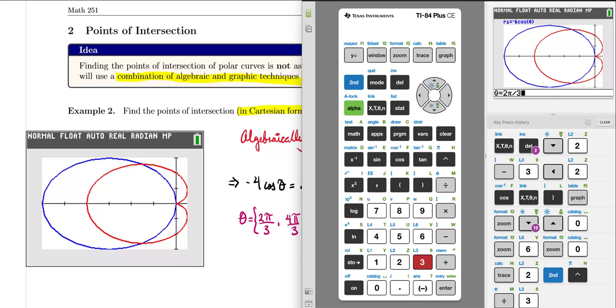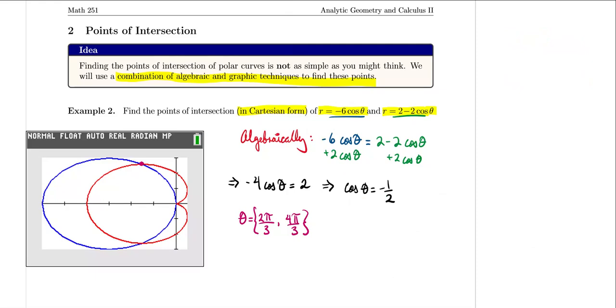So 2π/3. Let's see. Okay, well, it looks like the intersection on the top is the one that corresponds to the angle 2π/3. So I'm just going to go ahead and mark it here on our sketch. So this one here is the 2π/3.